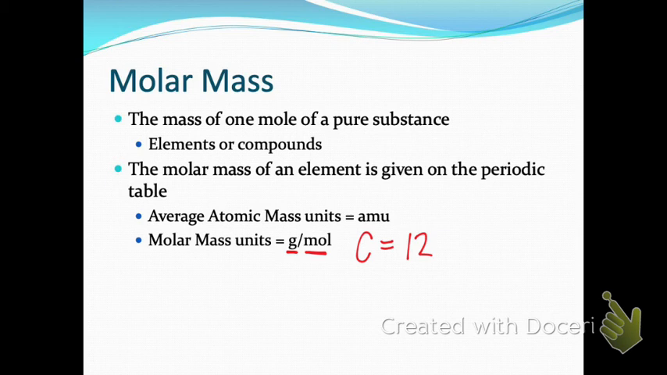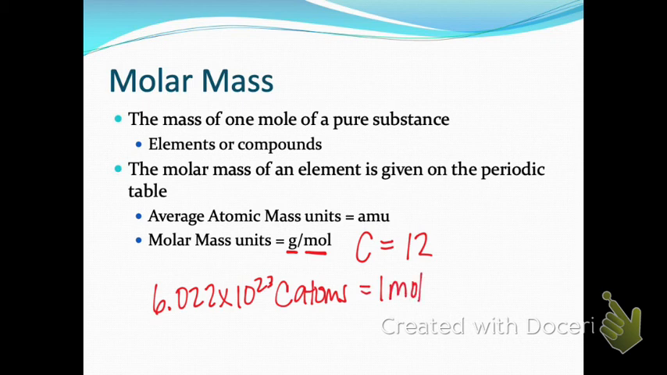So this tells me if I laid out on a scale 6.022 times 10 to the 23rd carbon atoms, if I was able to individually pick out that many atoms and put them on a scale, that would be equal to 1 mole of carbon atoms. And on the scale, it would weigh 12 grams.